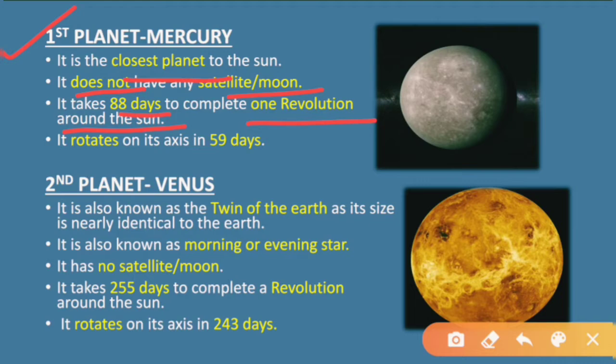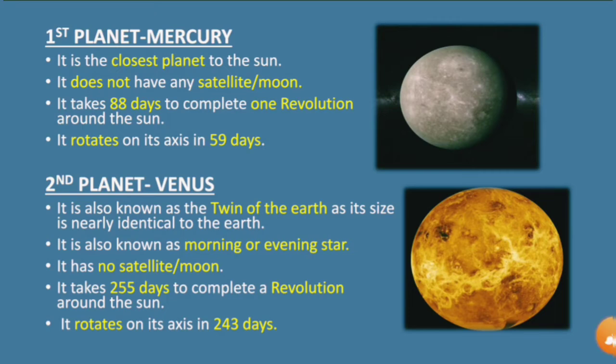Means to take one round around the sun, how many days does it take? 88 days. Means in 88 days it completes one revolution around the sun, and it rotates on its axis. It rotates on its axis means in its own place, not around the sun, students. Okay, do not get confused. It rotates around the sun in 88 days, but it rotates on its axis in its own place in how many days? 59 days.